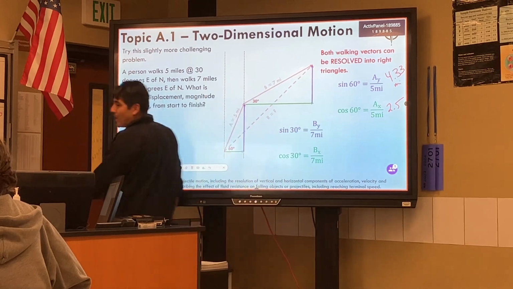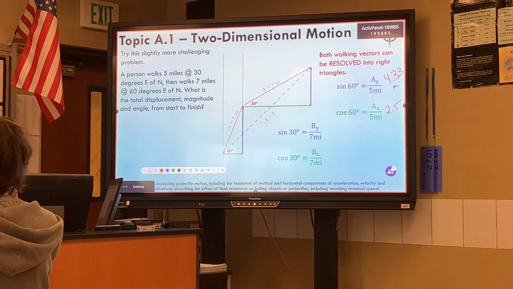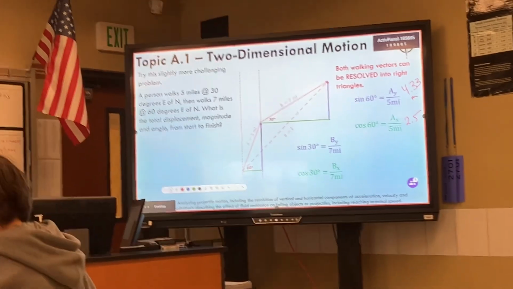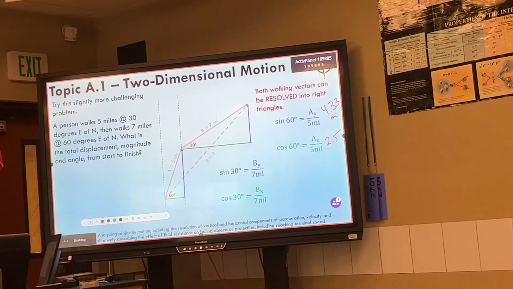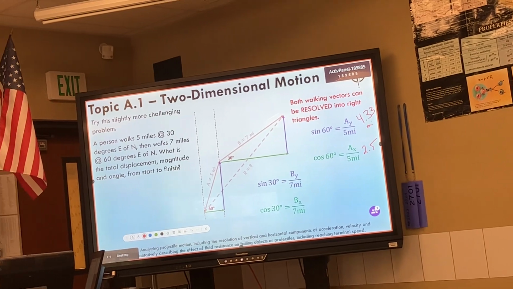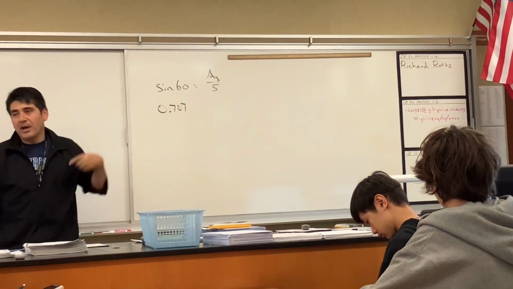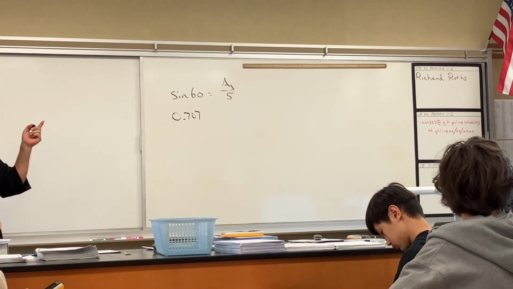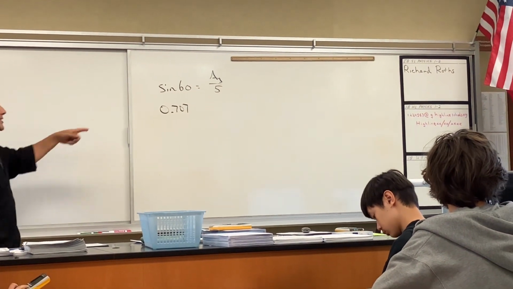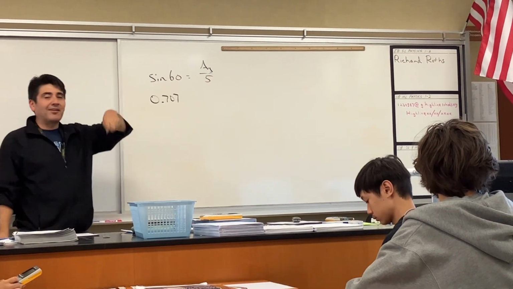I'm just gonna go ahead and write it out up here just to see that it works. Let's take arc sine. That's sine 60. Sine 60 equals AY over 5. So sine 60, you should get about 0.707. Do we all agree with that? If you're not getting 0.707 in your calculator, that means your calculator's not set up properly.